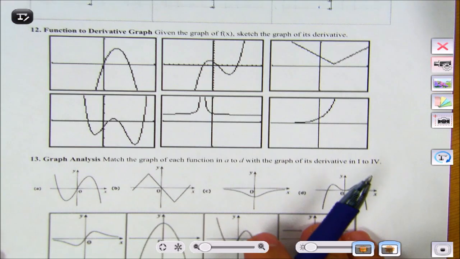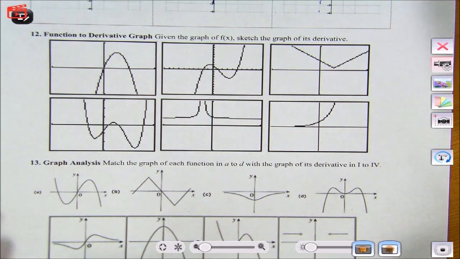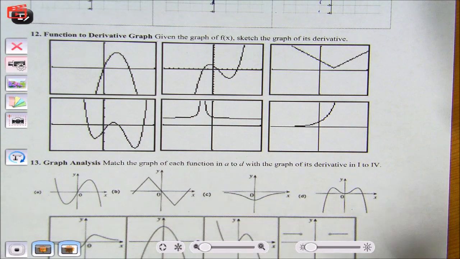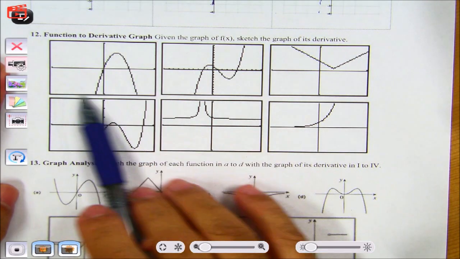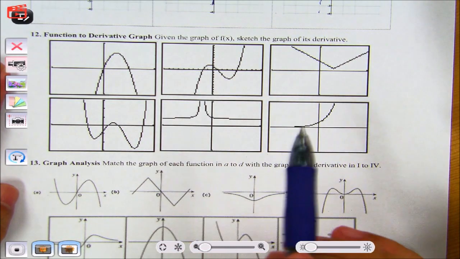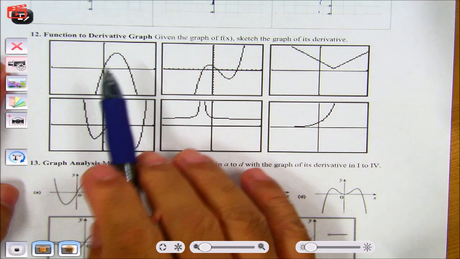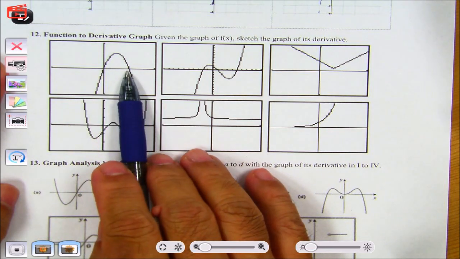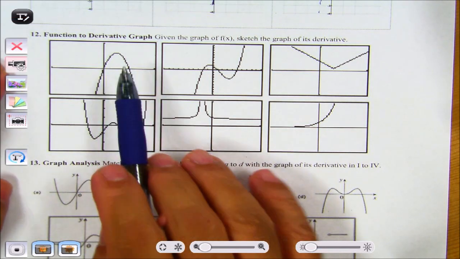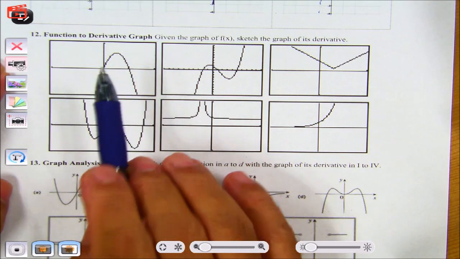This is going to be kind of weird. It's kind of hard to get your head around. All right, so we're going to do some practice with this. What I have here is the actual function, and what I want to graph is the derivative of this. But I'm going to do it in terms of looking at the slope of the graph.